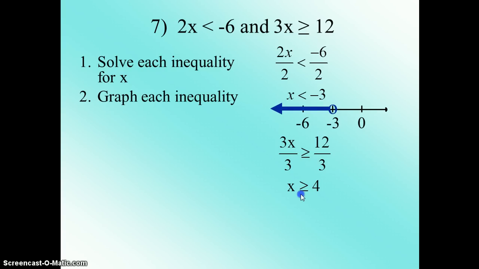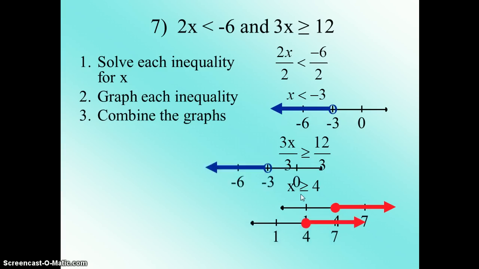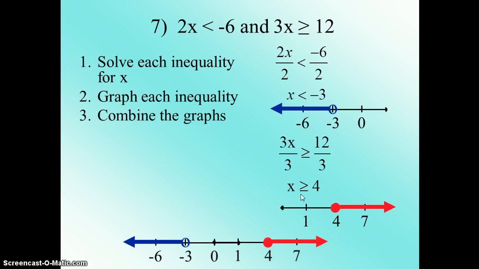So we're going to graph both of them. Combine our graphs. And there's our solution graphed. Again, notice the or. In this case, unlike and, they go in different directions.